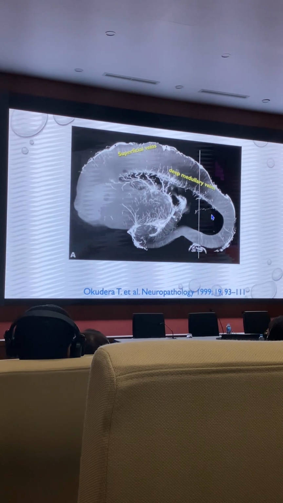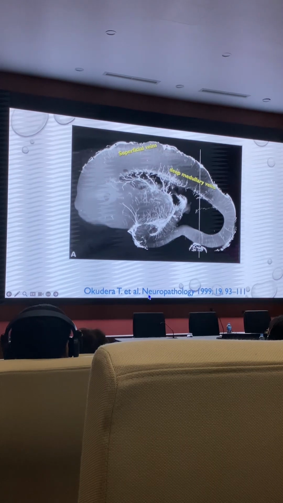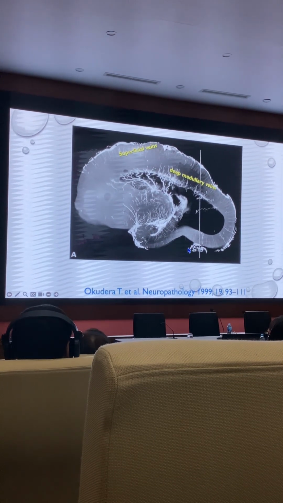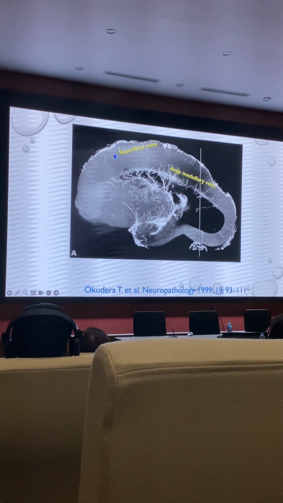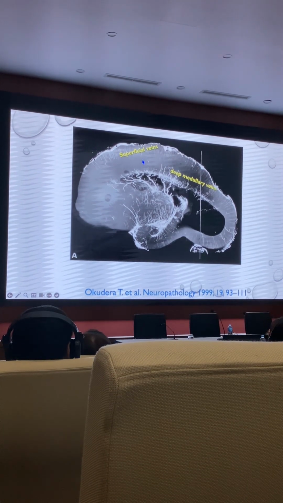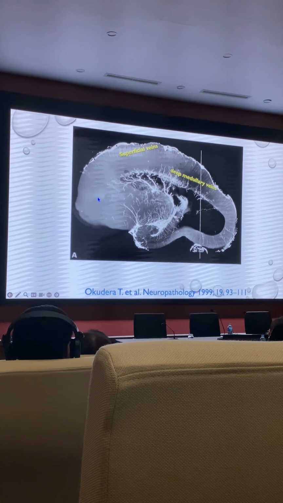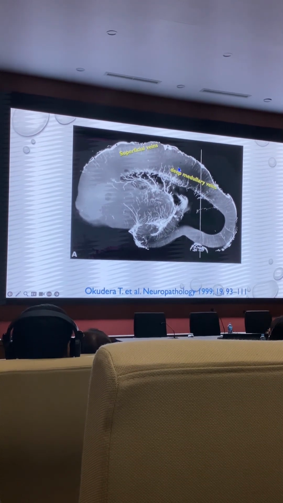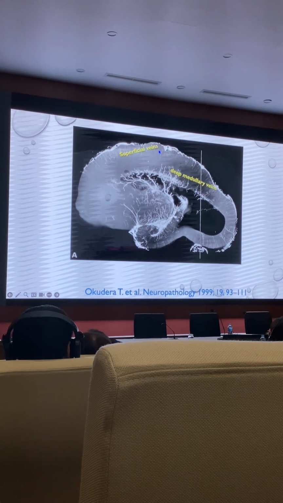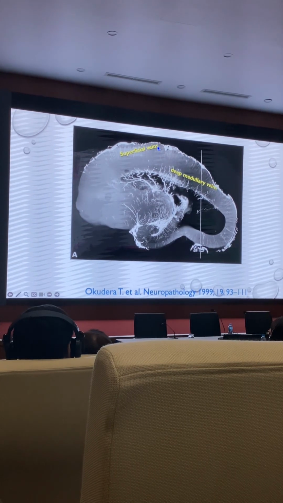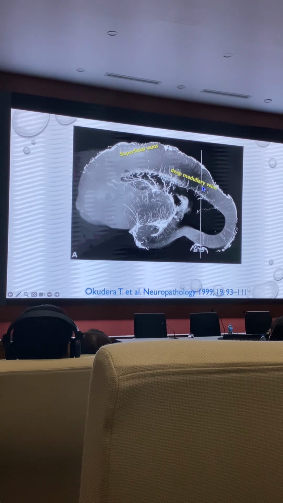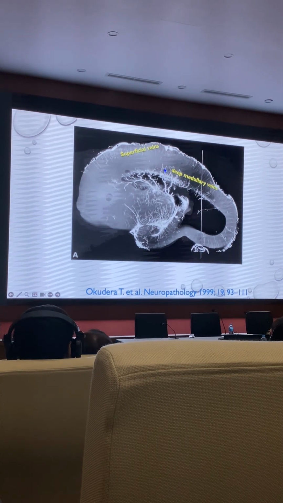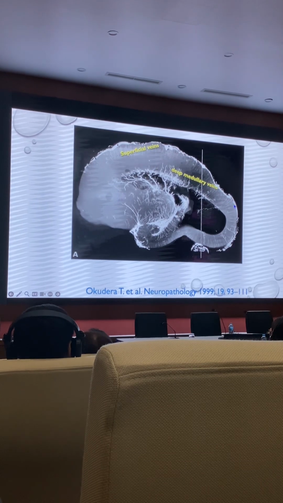Here, this is Okudera et al. in 1999, 25 years ago. And this is the only article for the fetal medullary vein. This is a superficial medullary vein. This is the deep medullary vein. They are coming from the surface, and they are from the bottom of the lateral ventricle, and there are the veins here inside the parenchyma.